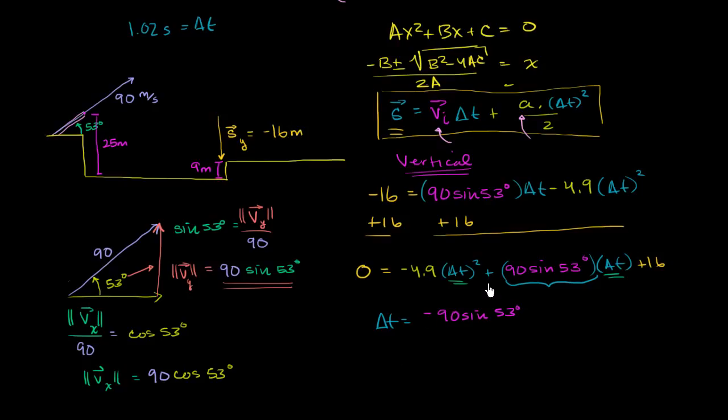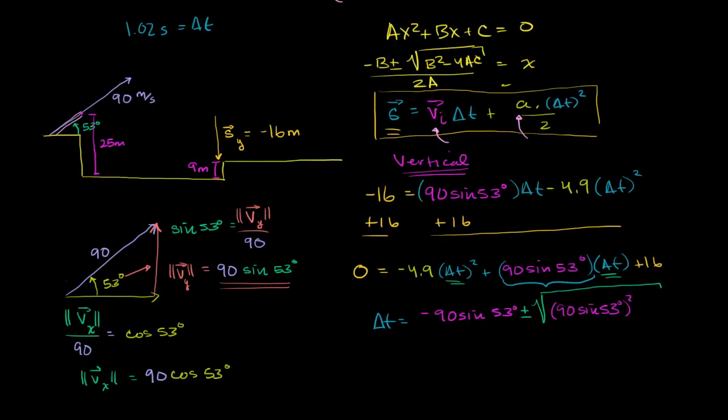These are going to be the x values that satisfy this equation up here. So that's all I'm doing over here. This is the b value, negative b plus or minus. And it's going to turn out that we only care about the plus one, because that's going to give us the positive value. But I'll just write it out here. Plus or minus the square root of b squared. So it's this quantity squared. So it is 90 sine of 53 degrees squared minus 4.